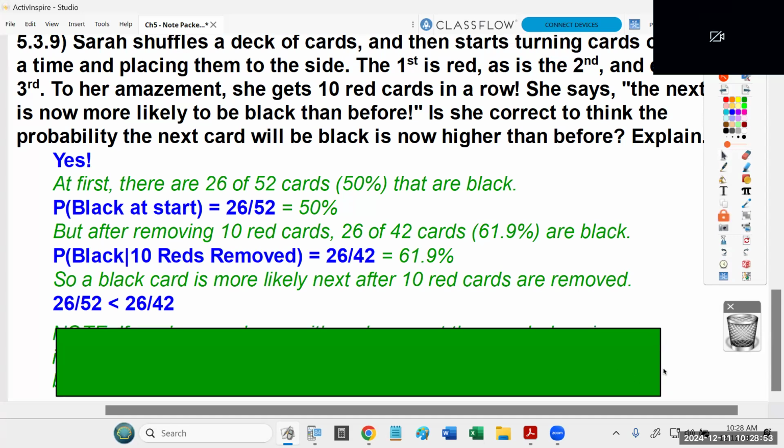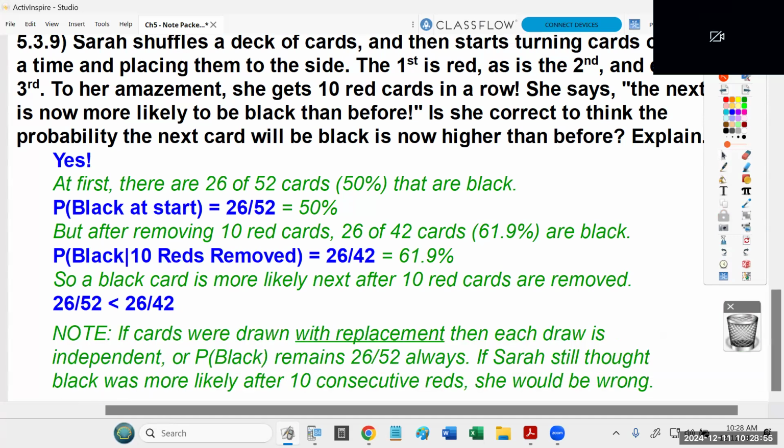By the way, if she had been drawing with replacement, so if she had been putting the cards back every single time, then I would actually say the friend is wrong. You're 100% wrong. I don't care that I got 10 red cards in a row. If I keep putting the card back and reshuffling the deck, every time I reach into that deck, there's a 26 out of 52 chance of getting a black card. It doesn't matter that I got a bunch of reds in a row.